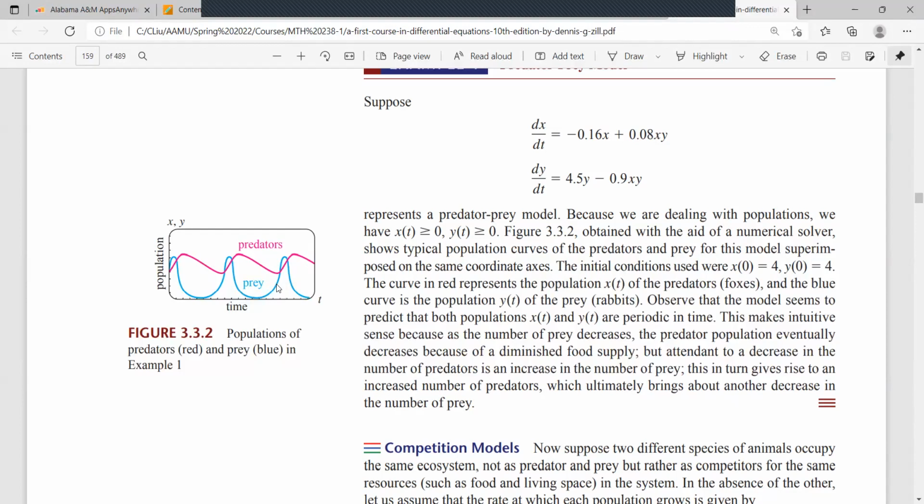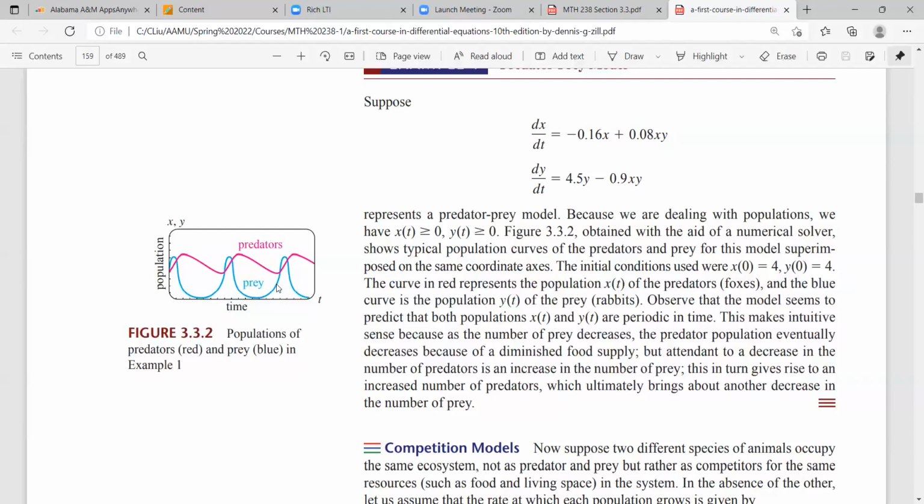So that's an interesting phenomenon. The ecosystem populations are more complicated when they have a food chain in the ecosystem. Good. Any questions about this predator-prey model?